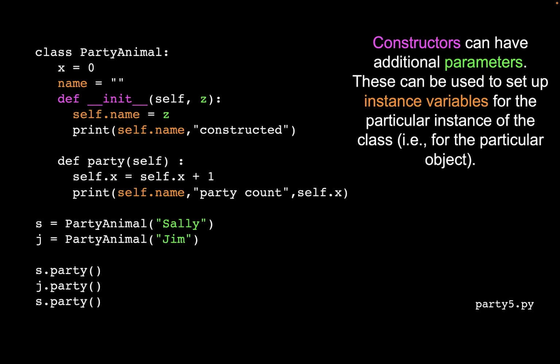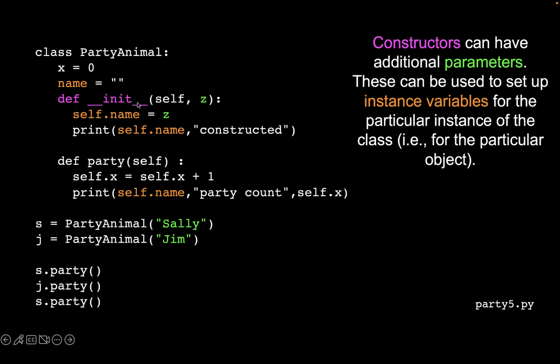Okay, so how does this work? Well, this is a little crammed together, and my refactored version will be a little easier to read, but this is class party animal. We have an instance variable x, which we set to 0. We have a new instance variable name, which we set to the empty string.